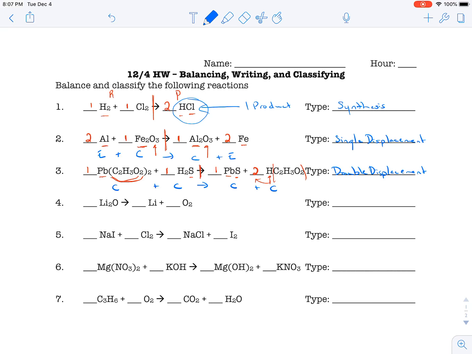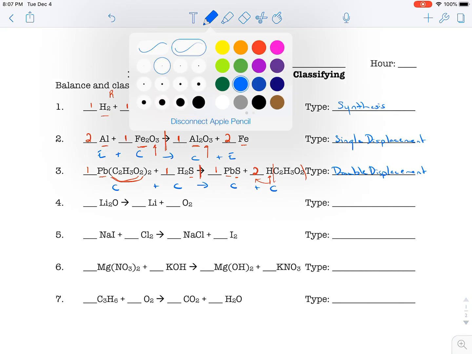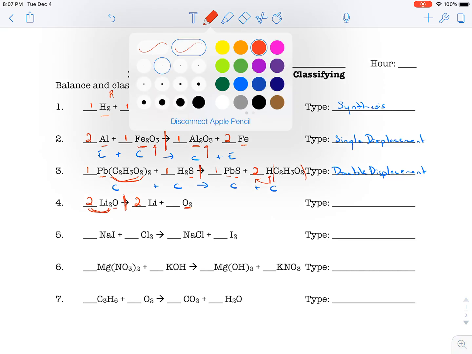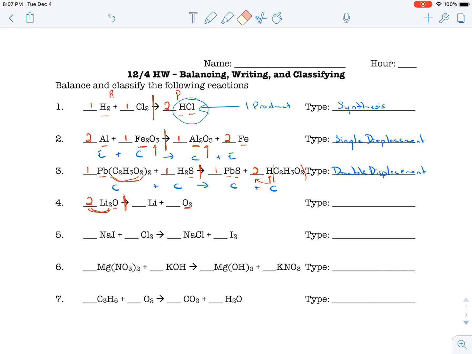Alright. If we keep rolling to number 4, if we start with the balancing portion, we have 2 Li's and 1 Li. If we try to fix our Li's first, we've got 2 there, and so our Li's are good. We go back to our O's, there's only 1 O on this side and 2 on this side. So we're going to have to fix that, and we fix that by putting a 2 there. But that changes our Li, and now we have 4 Li's, so we can't have that 2 there anymore, and we need to make that a 4.